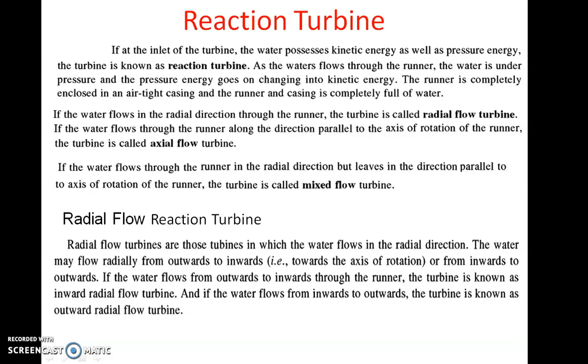While in case of impulse turbine, the pressure was atmospheric at the exit of the nozzle. That's why here the pressure is not atmospheric, it is above atmospheric, and the pressure goes on reducing inside the runner. So in case of impulse turbine, the pressure is atmospheric throughout the runner of the turbine, while in case of reaction turbine, the pressure is not atmospheric, it is above atmospheric, and it is brought to the atmospheric pressure at the exit of the runner. Whether it is atmospheric or below atmospheric, that we will see afterwards. But for the time being, you remember, in reaction turbine the water possesses both kinetic energy as well as pressure energy. That is the main difference.